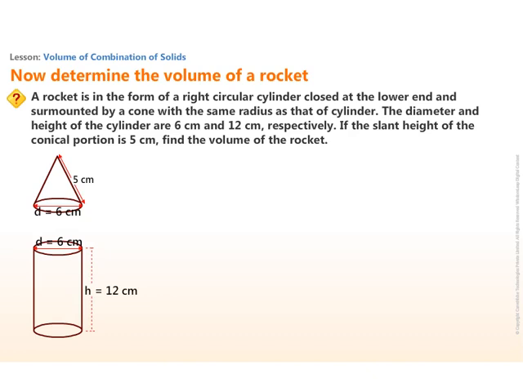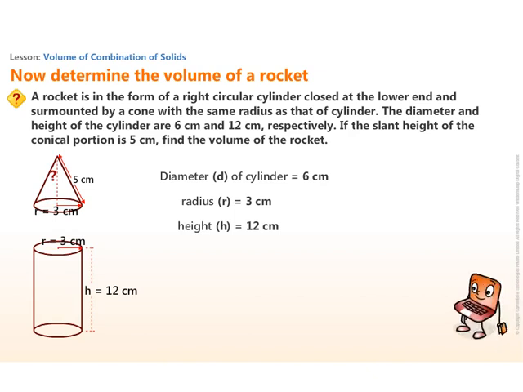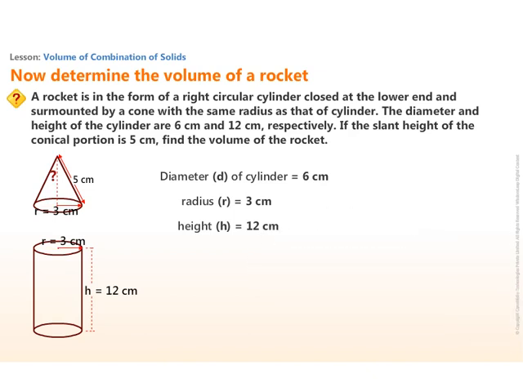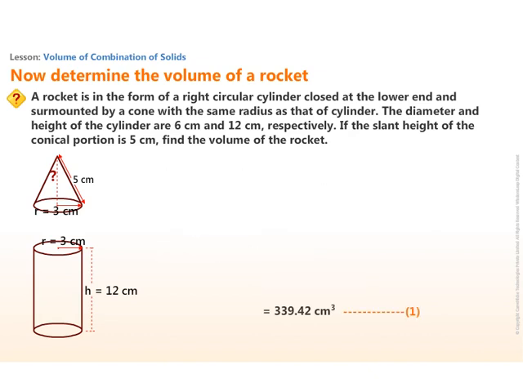Here, it is given that the diameter d of cylinder is 6 cm. So, radius r is d by 2, that is equal to 3 cm. The radius of cone is equal to the radius of cylinder, which is equal to 3 cm. We know that the volume of cylinder is pi r square h. Substituting the values of r and h, we get volume of cylinder is equal to 339.42 centimeter cube.